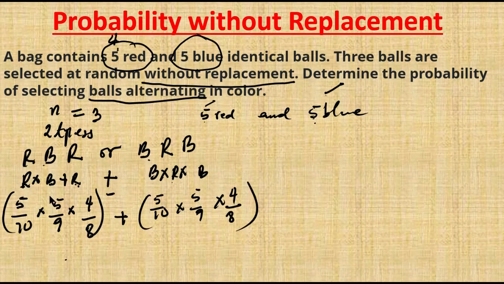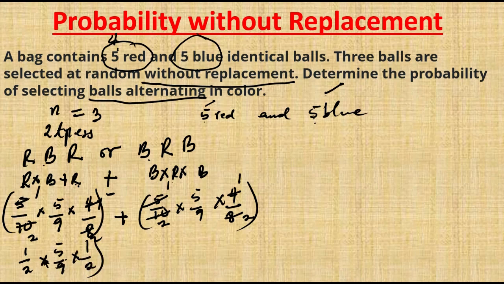Now I can do my calculations. 5 here is 1, 5 here is 2. 4 here is 1, 4 here is 2. 5 here once again is 1, 5 here is 2. 4 here is 1, 4 here is 2. So that I have 1 over 2 times 5 over 9 times 1 over 2. Bracket close. Plus 1 over 2 times 5 over 9 times 1 over 2.